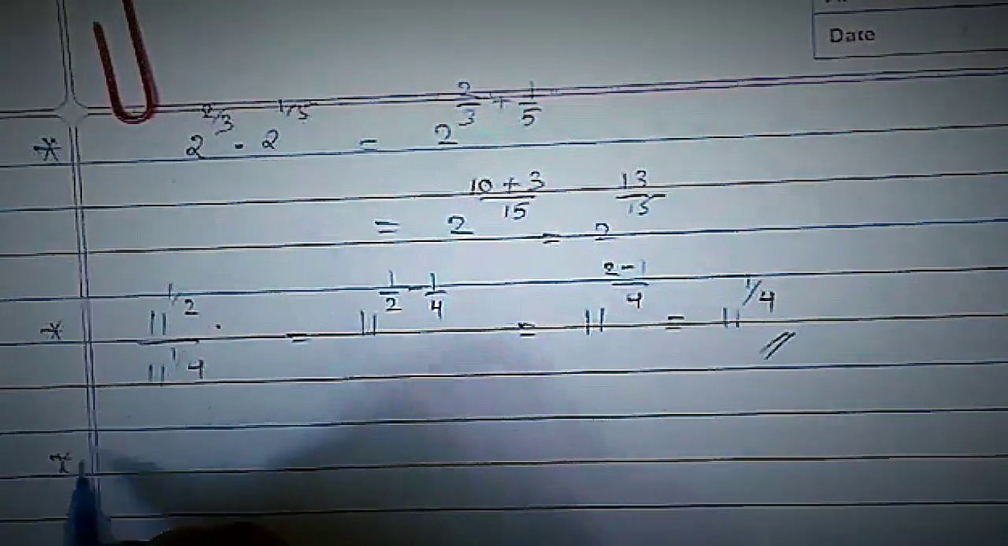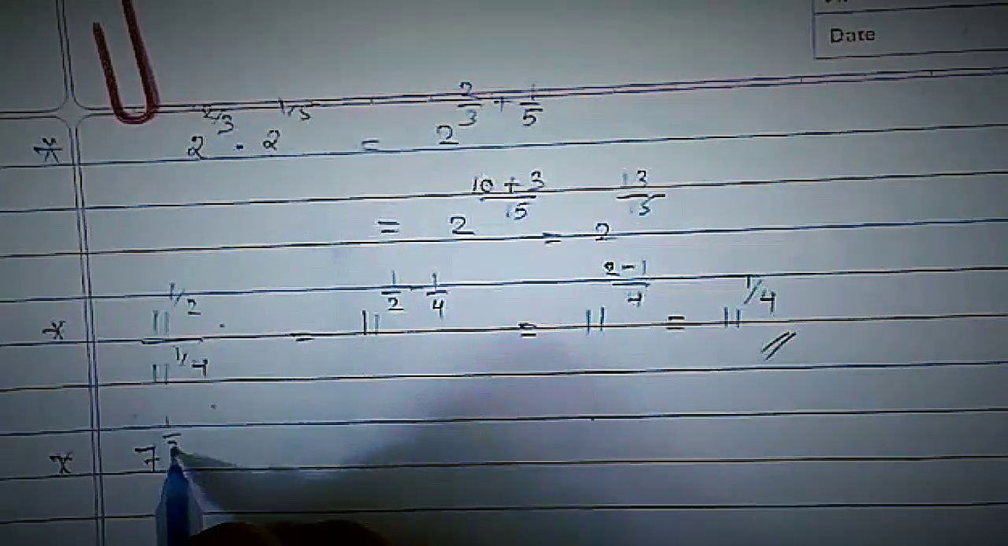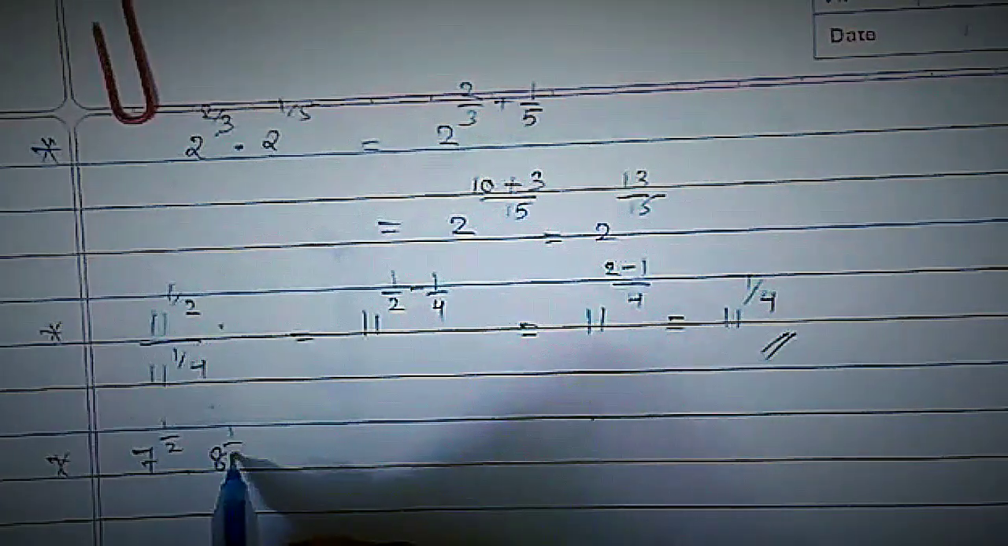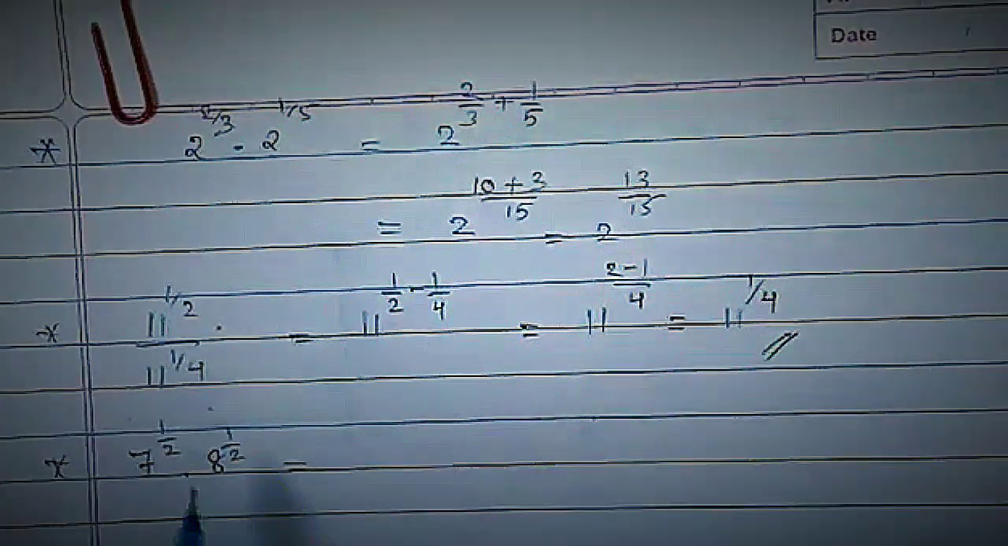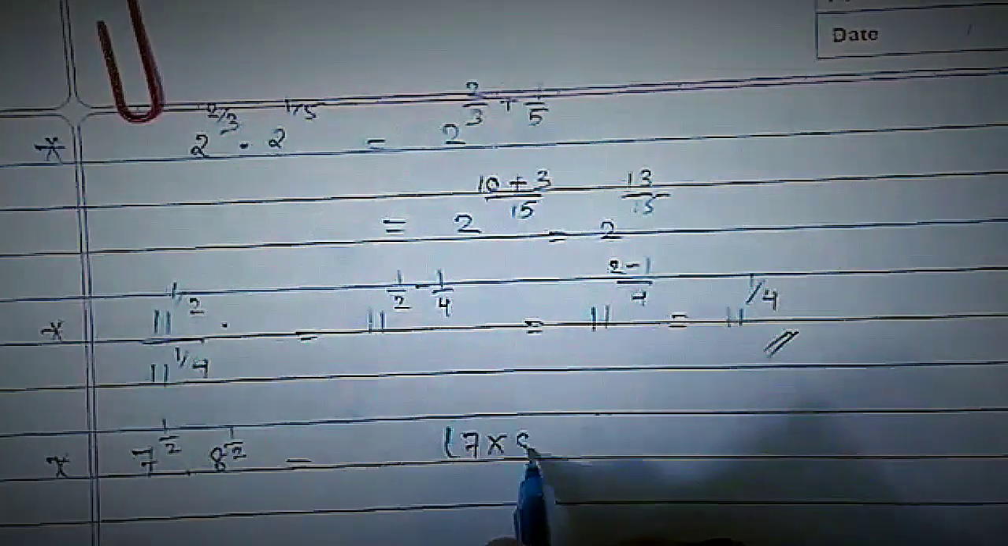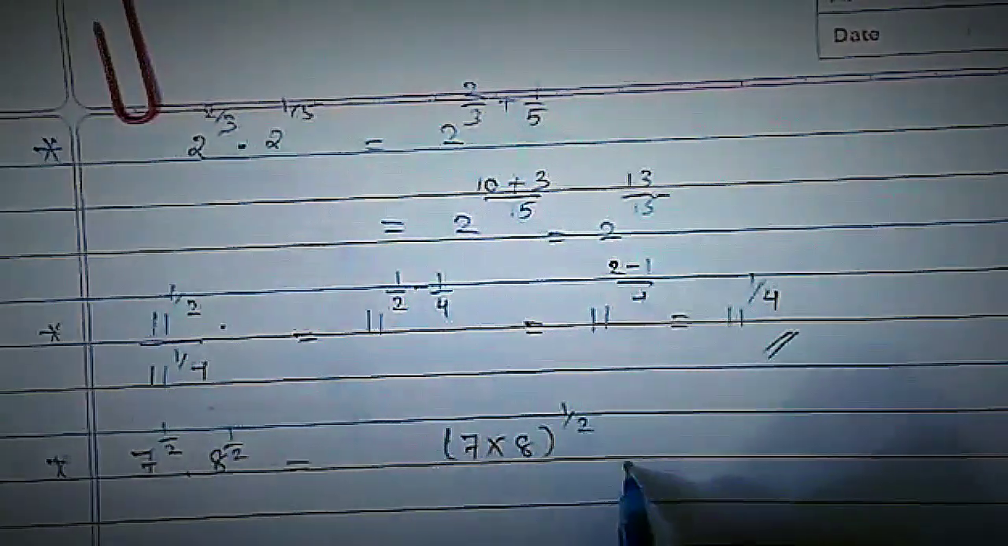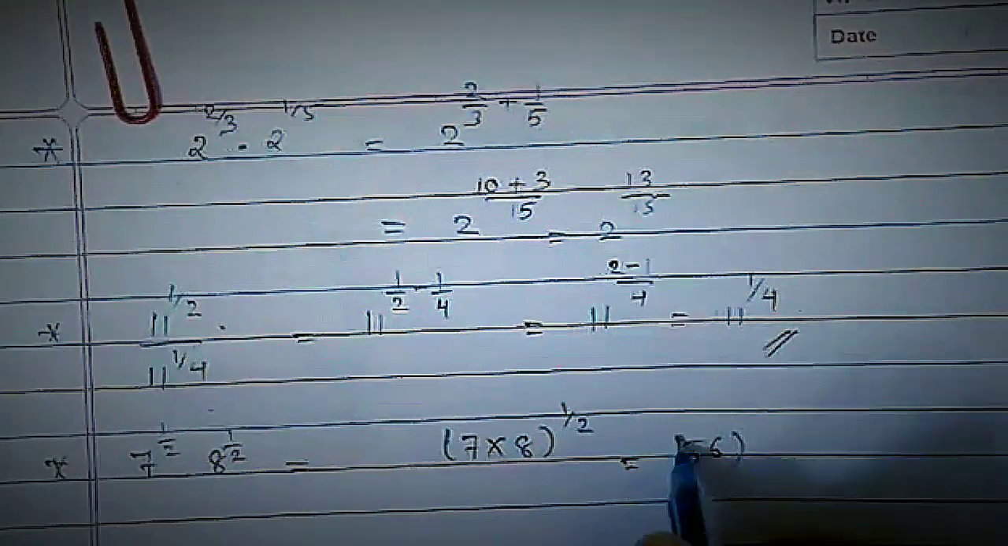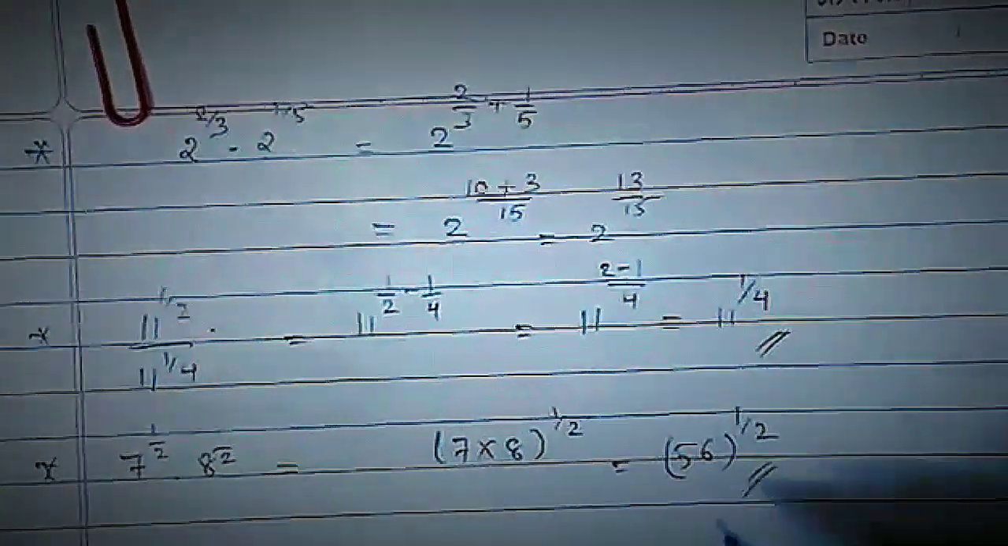Let us do one more sum. 7 raised to 1 upon 2 into 8 raised to 1 upon 2. So these are all the identities whenever you have same power. So we can write 7 into 8, the whole raised to 1 upon 2. And so your answer is 56 raised to 1 upon 2. Right?